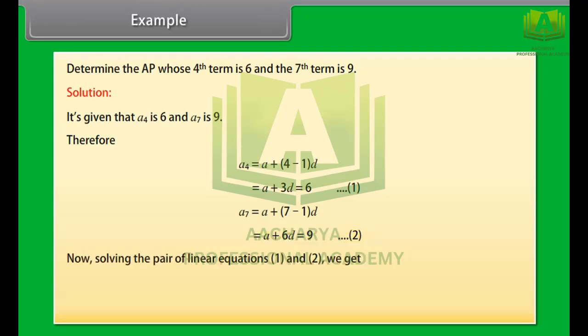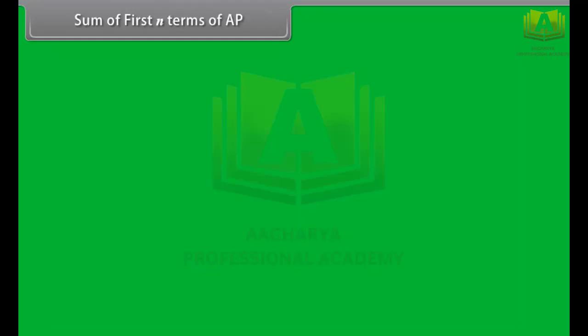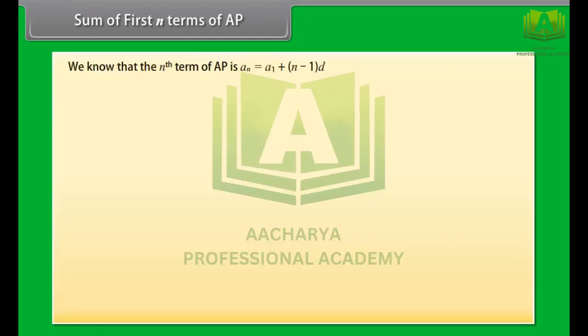Now solving the pair of linear equations 1 and 2, we get a is equal to 3 and d is equal to 1. Hence, the required AP is 3, 4, 5, 6, 7, and so on. Sum of first n terms of AP. We know that the nth term of AP is an is equal to a1 plus (n minus 1)d.